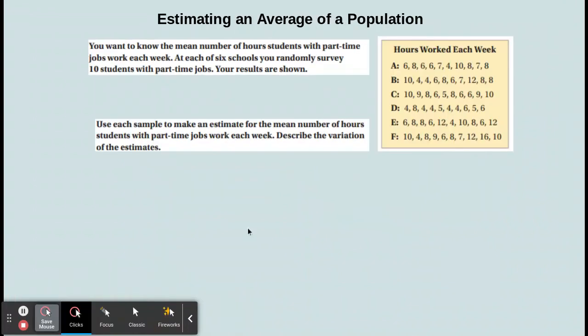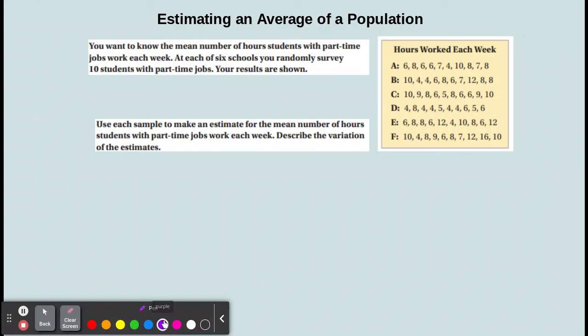Also, when we're looking at statistics, we also want to estimate an average of a population. So in this example here, we did a survey. We surveyed 6 schools, and we randomly chose 10 students who have part-time jobs at those schools, and we asked them how many hours they worked each week. Okay, so with that data, we want to estimate the mean number of hours students with part-time jobs work each week. And then we're going to describe the variation of that estimate.